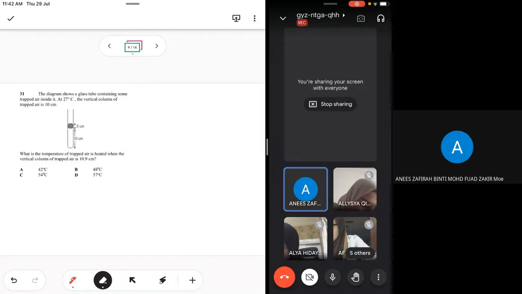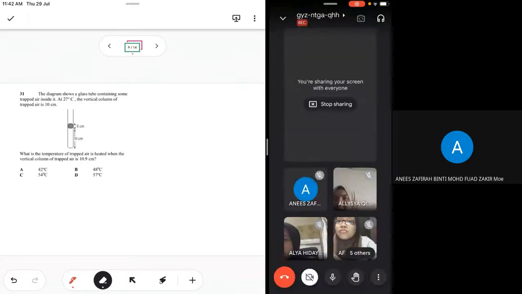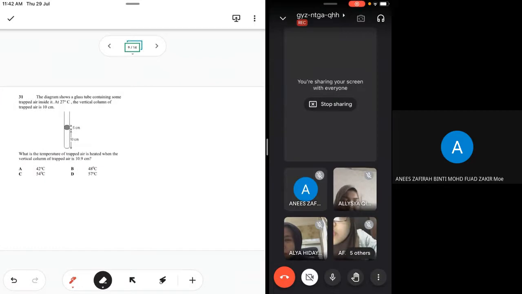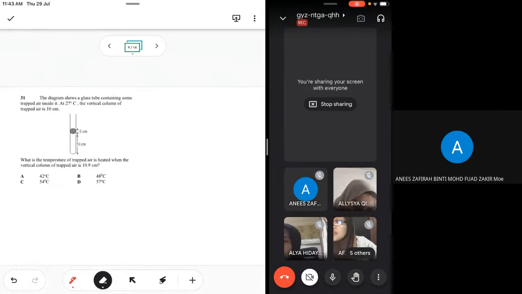Can someone help me? I lost it. You cannot find the slide? No, I already found the slide. Okay, I forgot how to do it. You need to press on the pencil button on the bottom right side.